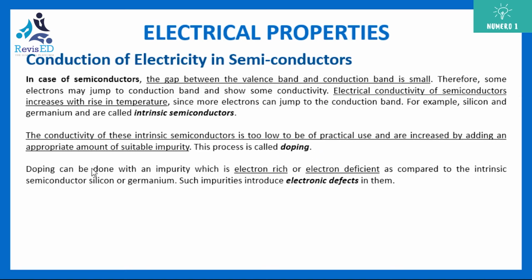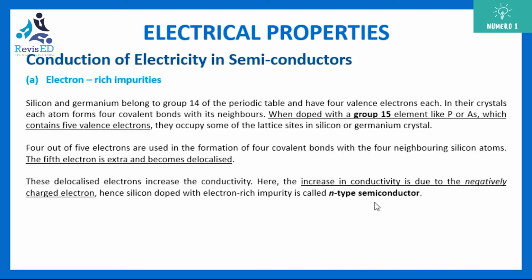Now, doping is of two types. One is that you add an impurity which is electron rich, that means there are more electrons present. For example, group 15 elements you can add, or electron deficient, that is group 13 elements you can add as a dopant. You can add these to your intrinsic semiconductor, that is germanium or silicon. Such impurities introduce electronic defects inside them.